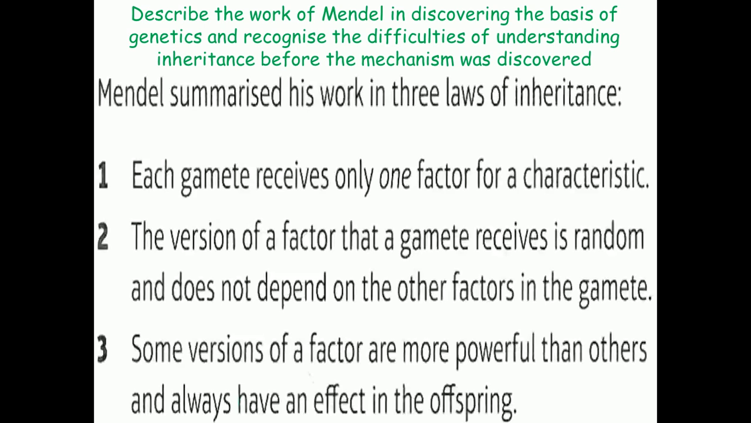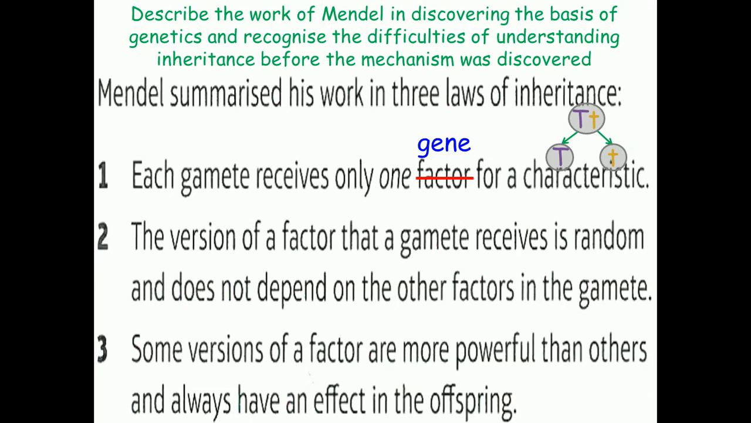So he summarized his work forming 3 laws. Each gamete receives 1 factor for a characteristic. Well, we know that one factor is now called a gene. In other words, the gamete will only contain one gene of a characteristic. So if we have a diploid cell, only one of the alleles will move into the gamete, because we know in meiosis, after cell division, those gamete cells are haploid, so they can only contain one copy of the gene. So that means it will either contain a capital T or lowercase t using the example.